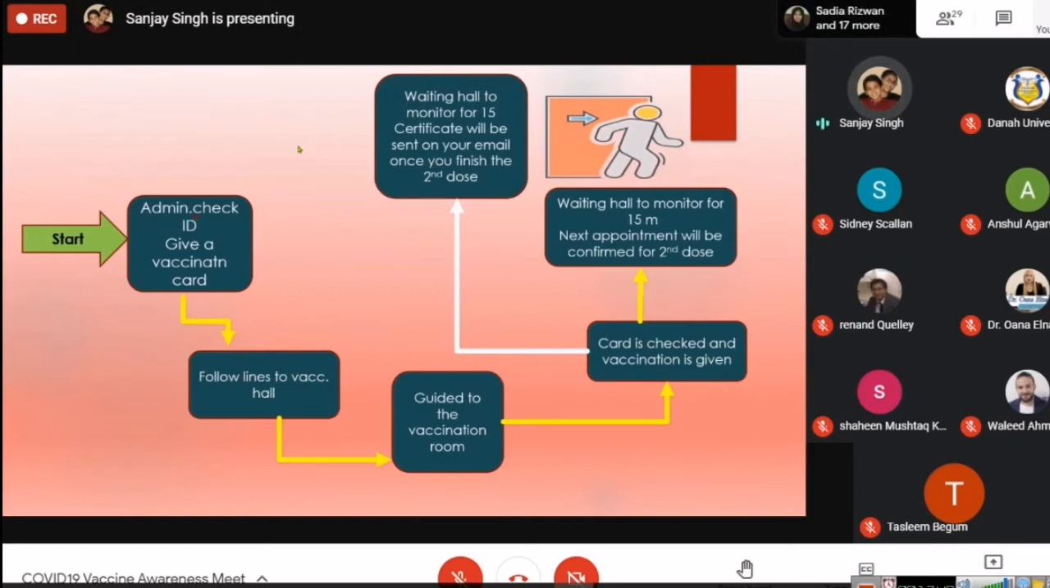Then the nurse there will check the card and the vaccine to be given. If it is the first dose, you'll go to the waiting hall and be monitored for 15 minutes. And then you'll get the next appointment for your second dose. But if it is your second dose, you will go to the waiting hall, still wait for 15 minutes, and then you'll get your certificate for the second dose. Now, if you have a history of allergies, it is recommended that you wait for 30 minutes instead of 15 minutes.